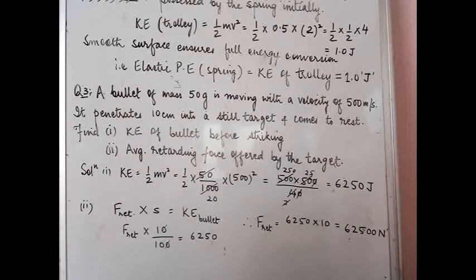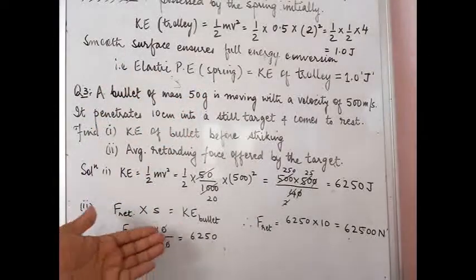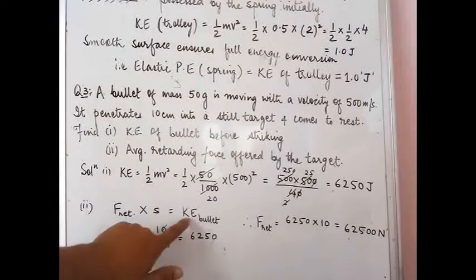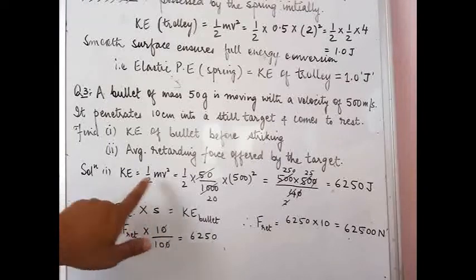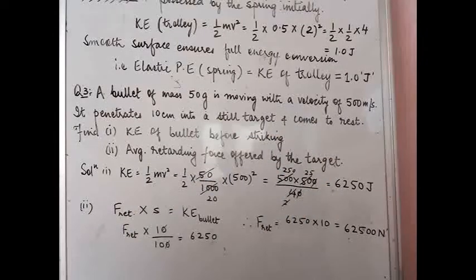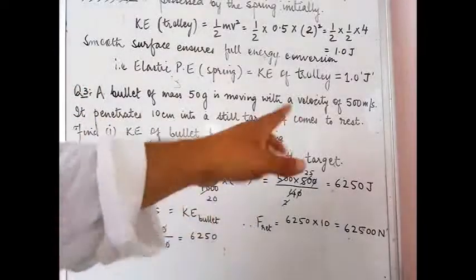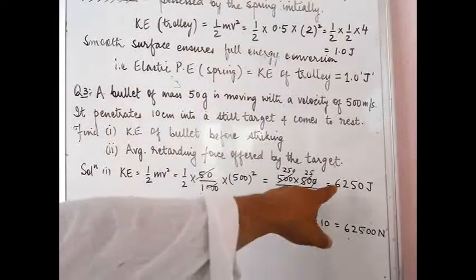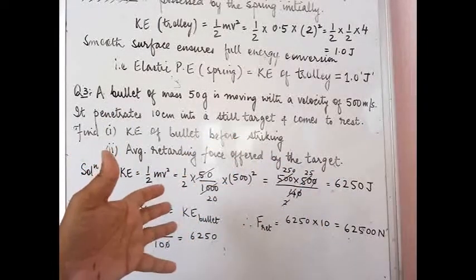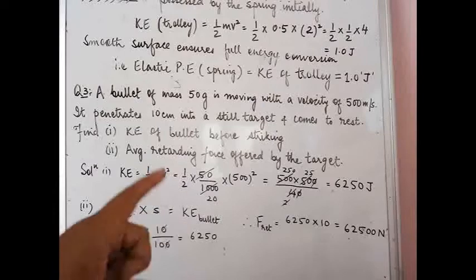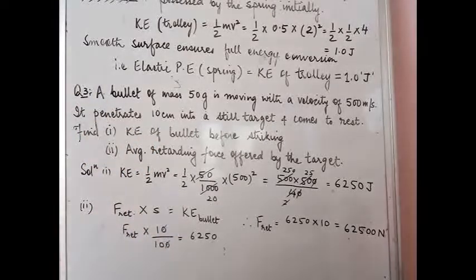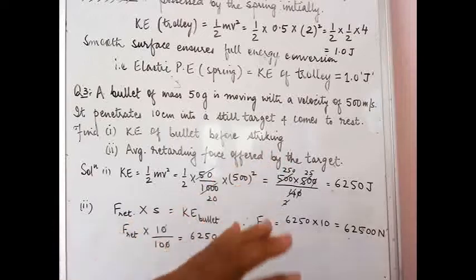So for stopping somebody moving with such a kinetic energy, you will have to do some work. Okay, so this still target, if you look at it from this perspective, the entire kinetic energy of the bullet initially was 6250 joules, but after some time it comes to rest. So this entire kinetic energy is going to disappear. No, not disappear, because the law of conservation of energy says that energy cannot be created nor can it be destroyed. So this 6250 joules will not disappear.